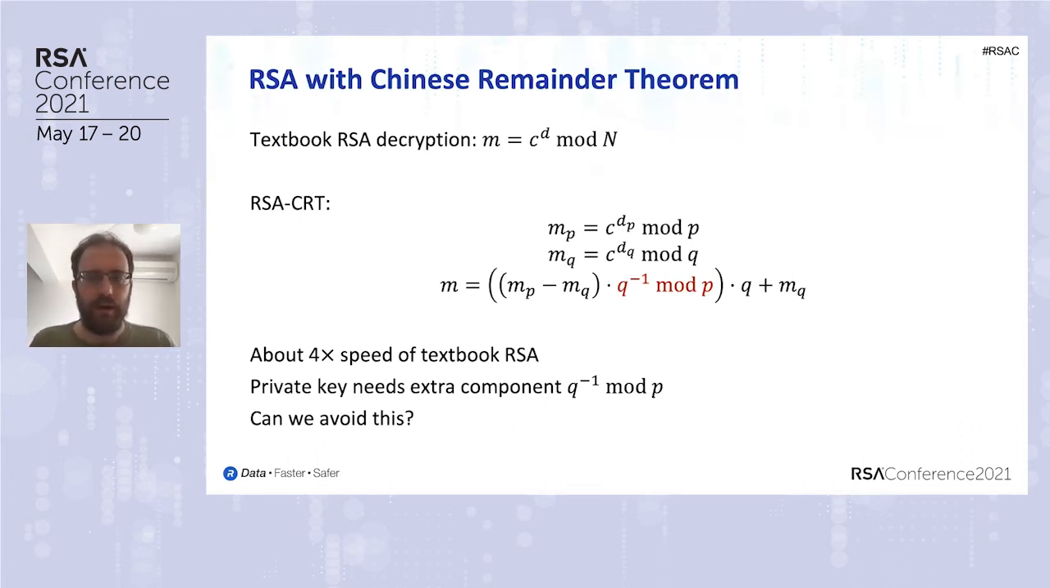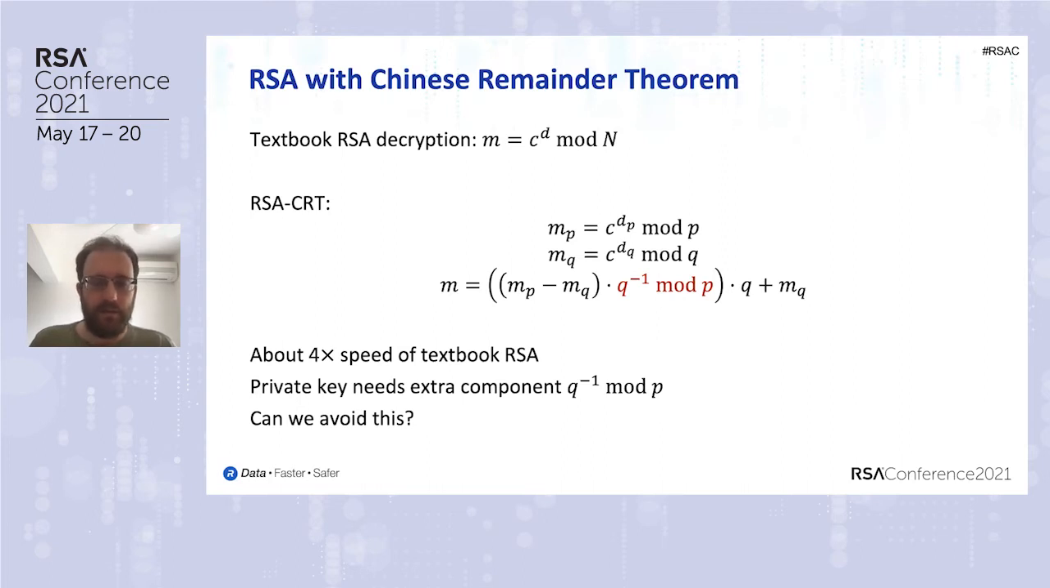If you take a ciphertext C, you just raise it to the D power, where D is the secret exponent, mod N. But it's much faster by a factor of about four to compute this equation separately mod P and mod Q, because they're smaller, and then combine them using the Chinese remainder theorem using this third equation shown on the slide. However, this equation requires that you have pre-computed the value Q inverse mod P, which is not terribly difficult to compute, but it's a little bit slow.